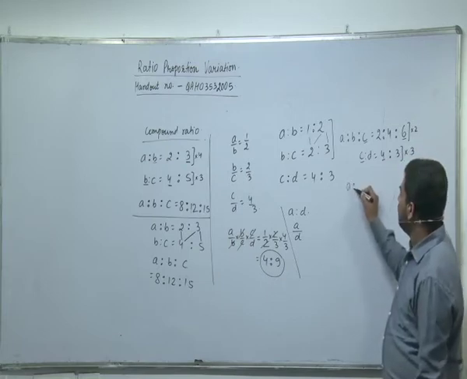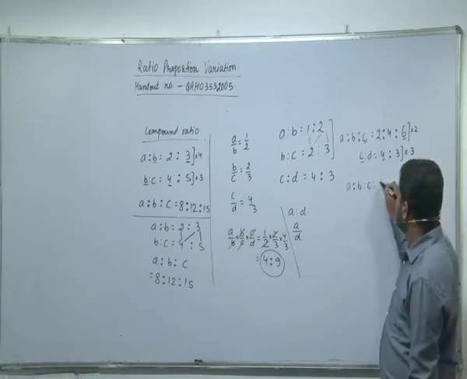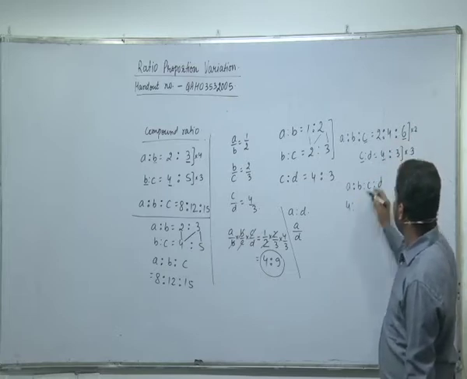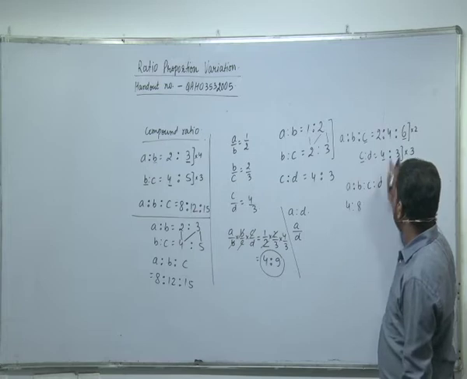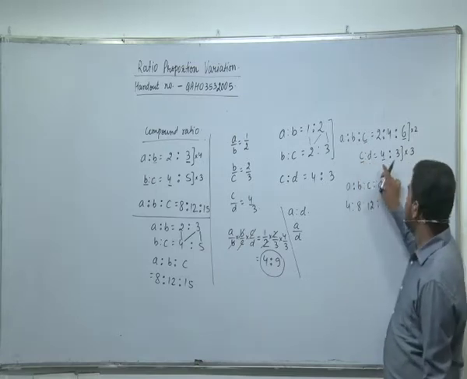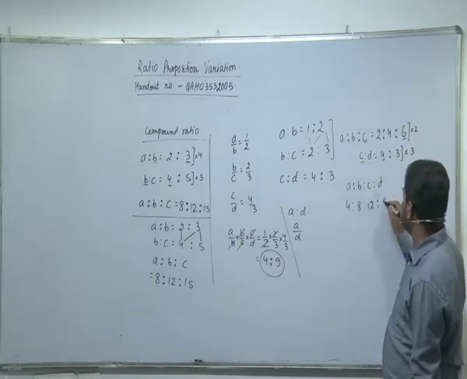Now what do we get? A is to B is to C is to D. 2 into 2, that is 4. 4 into 2, which is 8. 6 into 2, which is 12, and 4 into 3, which is 12. We have already written that. D will be 3 into 3, which is 9.